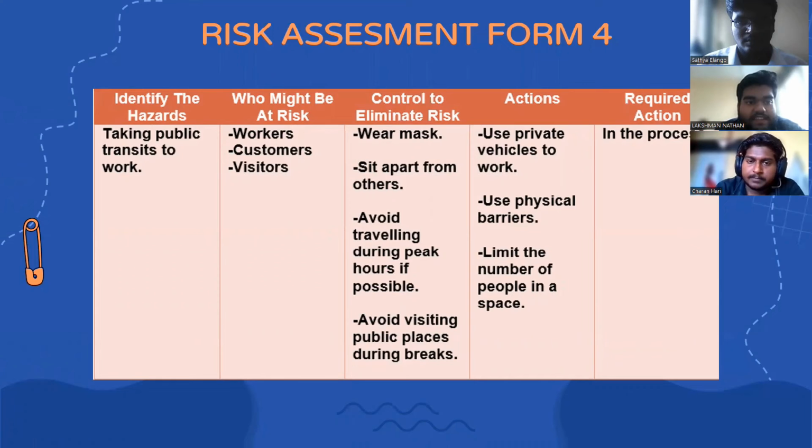So now let's see the last risk assessment form. Identify the hazard: taking public transit to work. Who might be at risk? Workers, customers, and visitors. Control to eliminate risk is wear a mask, sit apart from others, avoid traveling during peak hours if possible, and avoid visiting public places during breaks. In the actions, use private vehicles to work, use physical barriers, and limit the number of people in a space. And the required action is in the process.